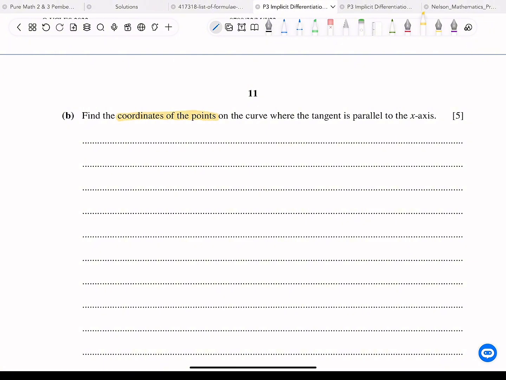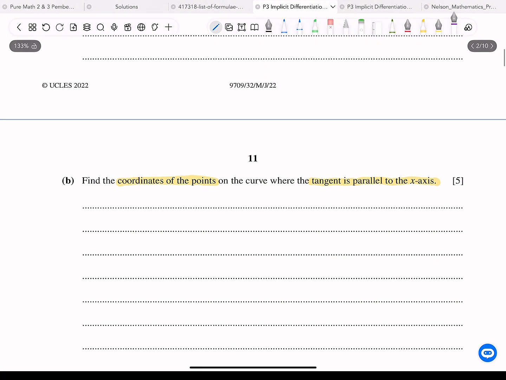Coordinate of the points where the tangent is parallel to the x-axis. So if you don't know what happens when a tangent is parallel to the x-axis, try and draw something here. Suppose you have x-axis, you have y-axis, and you have a line parallel to the x-axis, right? So suppose you have 2 points on this line. Let's say this is 1. This has a y value of maybe 2, and this is another point. Let's say this is 3. So we have the point (1, 2), and we have the point (3, 2), right?